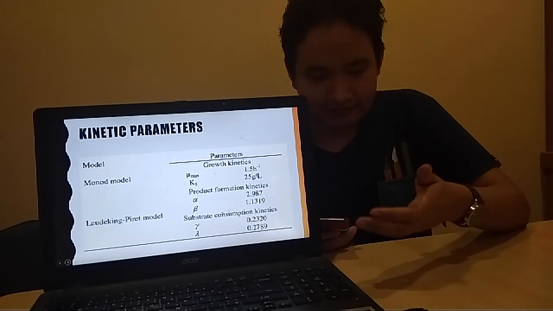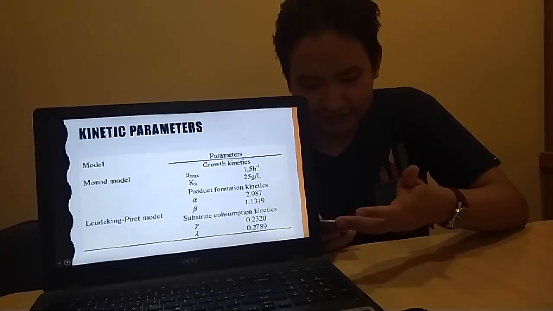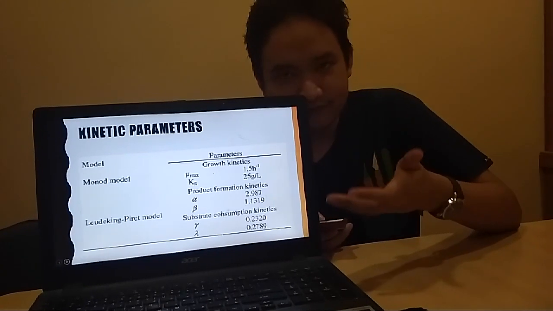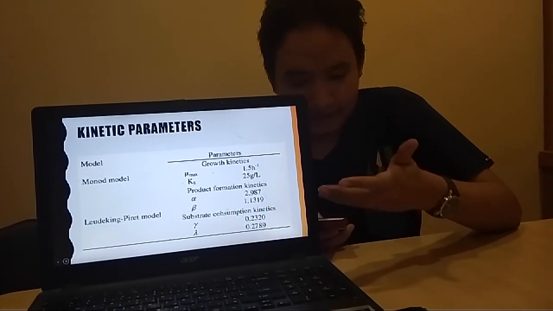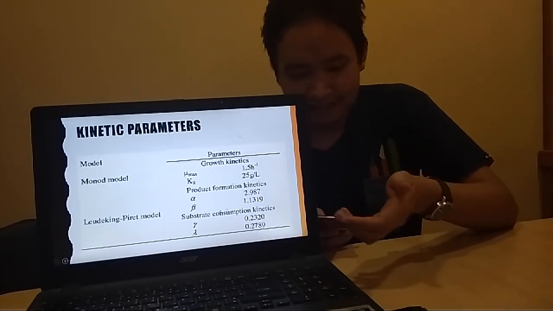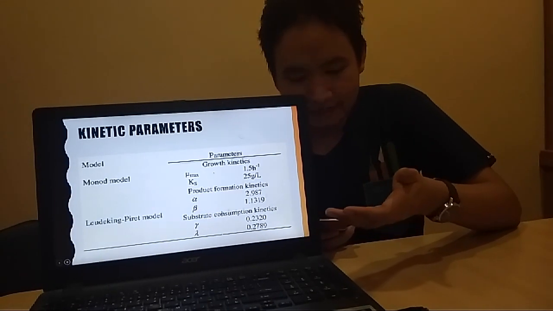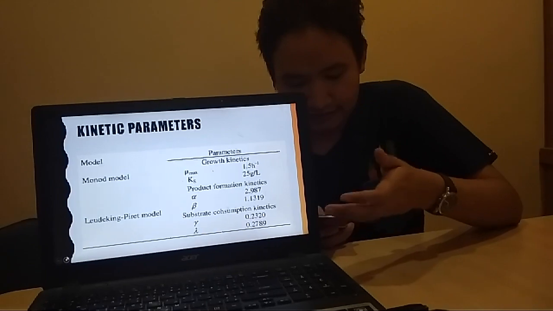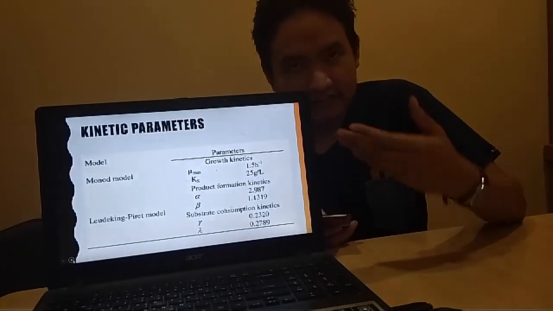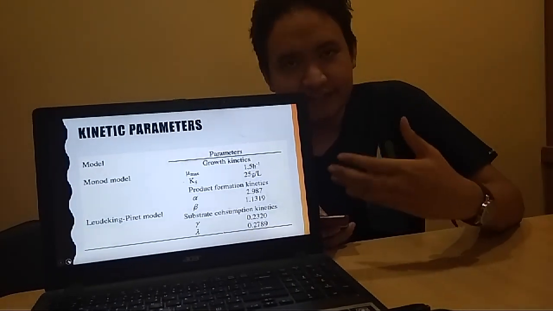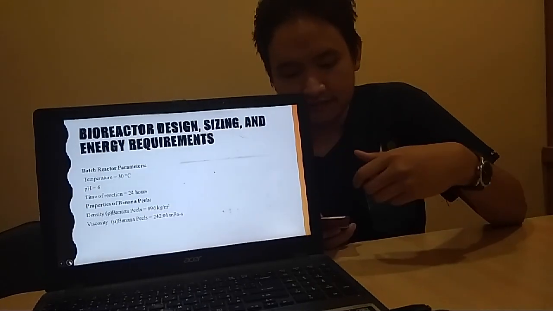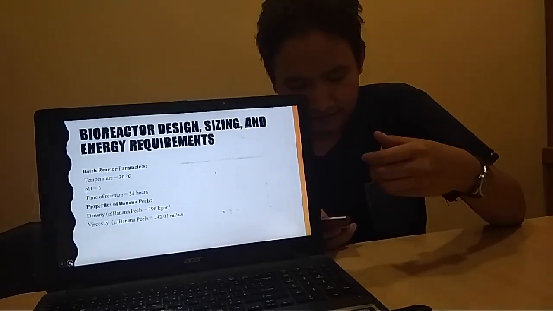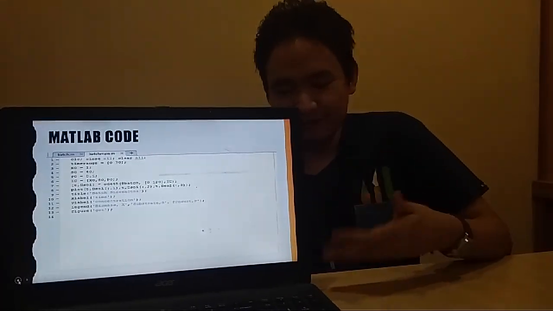For the kinetic parameters, we will use these values. Mu max is equal to 1.5 per hour, Ks is 25 grams per liter, alpha is 2.987, beta is 1.1319, gamma is 0.2320, and lambda is 0.2789. This is the MATLAB code we will use for the modeling.